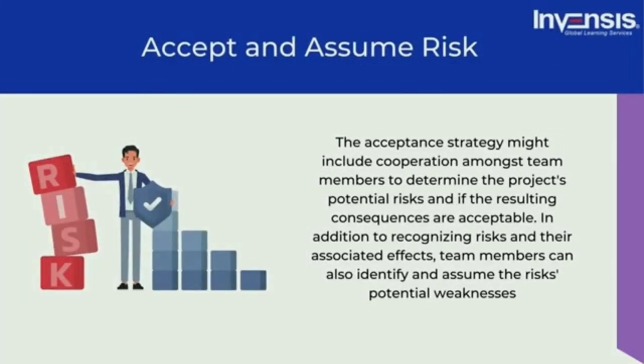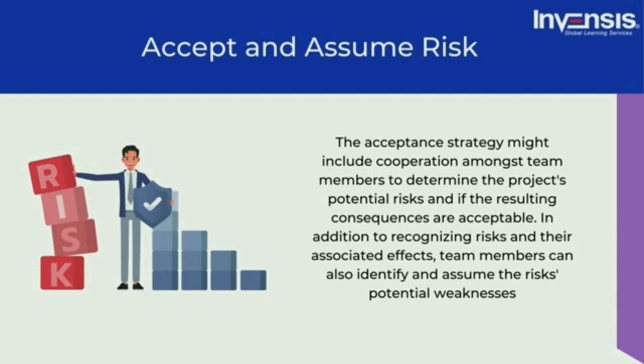The acceptance strategy might include cooperation among the team members to determine the project's potential risks and if the resulting consequences are acceptable. In addition to recognizing risks and their associated effects, team members can also identify and assume the risk's potential weaknesses. This method is widely used to identify and understand the risks that can impact the output of a project, and its objective is to bring these risks to the attention of the company so that everyone working on the project has a shared awareness of the risks and their consequences.